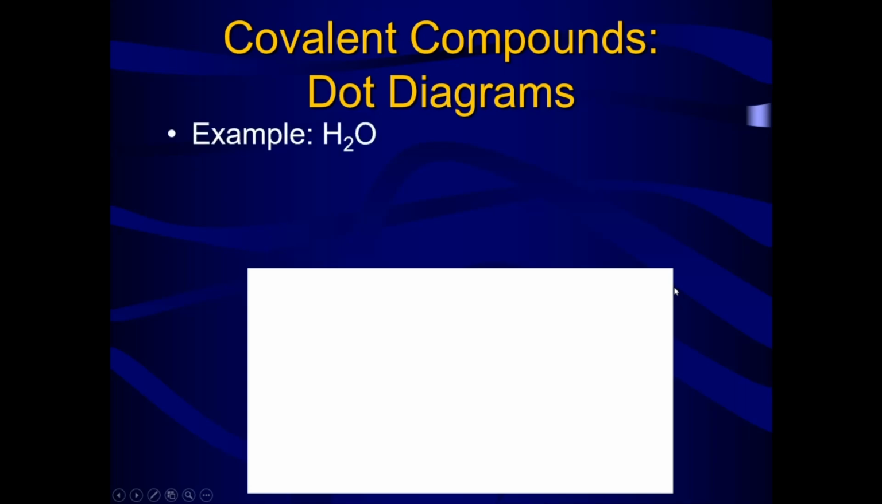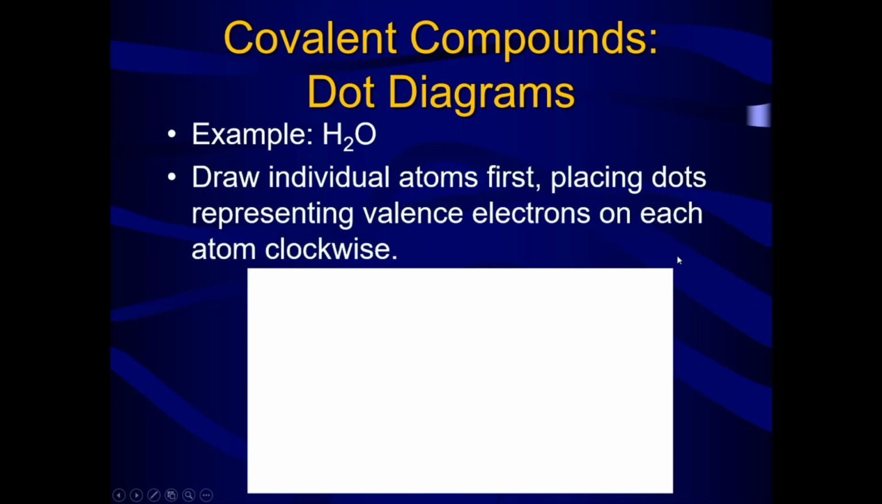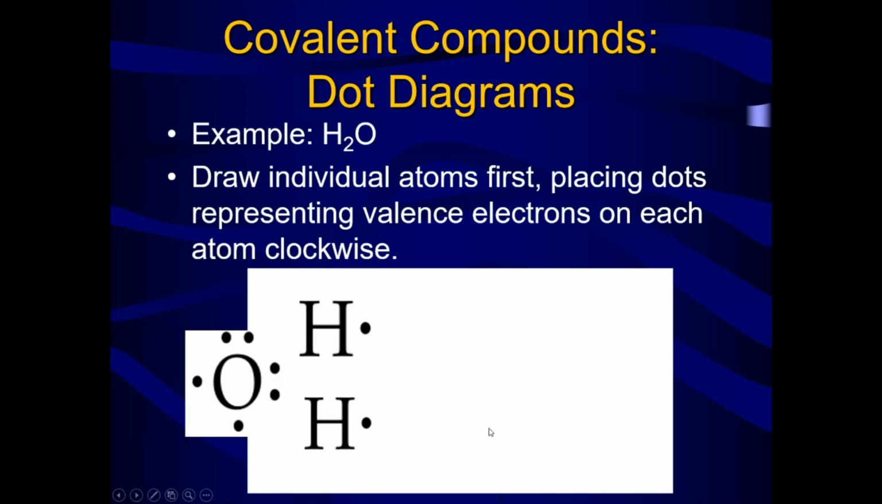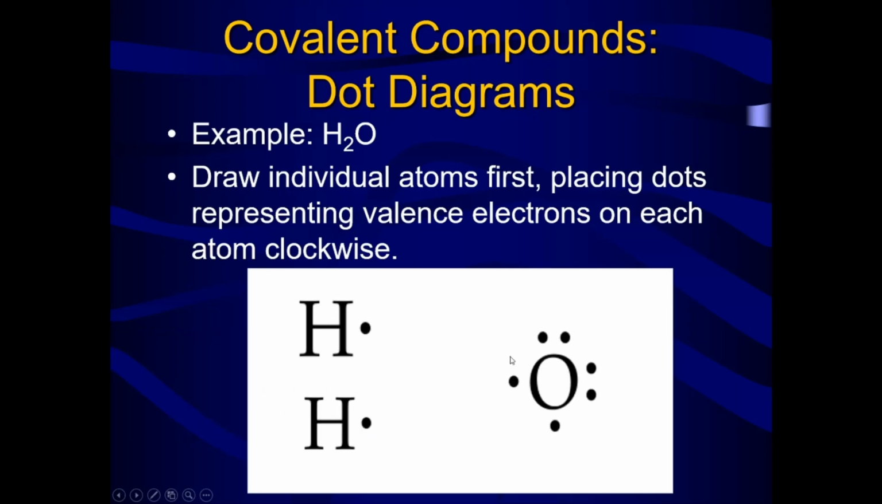So let's take a look at a few examples of covalent dot diagrams. For the first example, we're going to take a look at water, like I was just explaining. What we want to do is draw the individual atoms first, placing dots representing the valence electrons on each atom clockwise. So that's the first step. Go ahead and draw out all of the elements that you're going to be dealing with. So we have 1 hydrogen, and we drew out its 1 valence electron. Then we have another hydrogen with another valence electron like this. And then we're going to draw the oxygen clockwise, drawing out the valence electrons. So we have 1, 2, 3, 4, 5, 6.